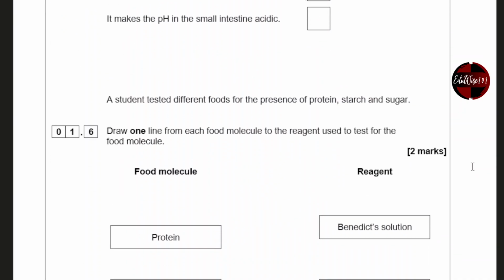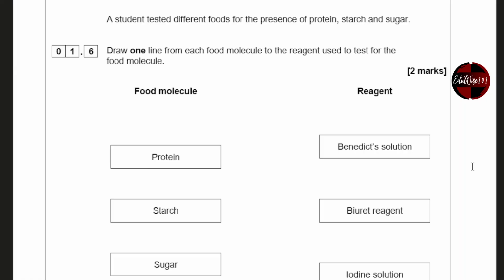A student tested different foods for the presence of protein, starch, and sugar. Draw one line from each food molecule to the reagent used to test for the food molecule. So, let's do the easier one. Starch is iodine solution. Sugar is Benedict's solution. And protein is biuret reagent.